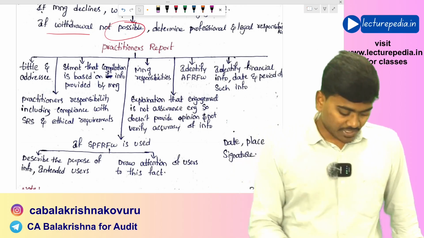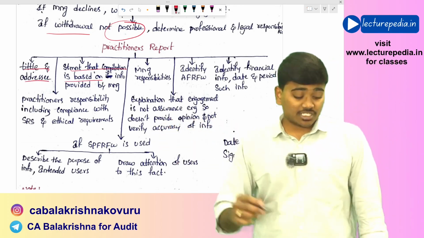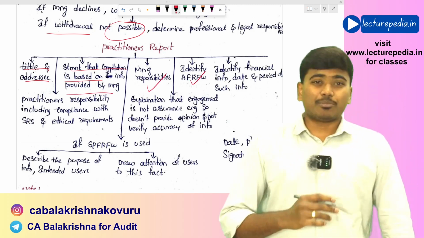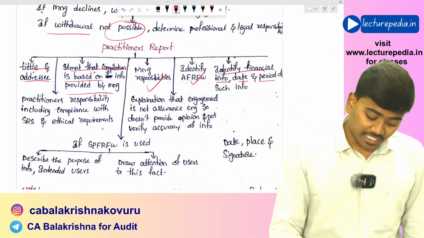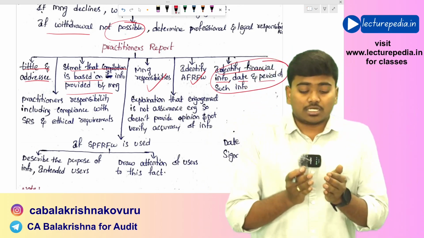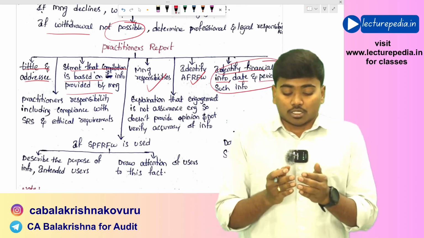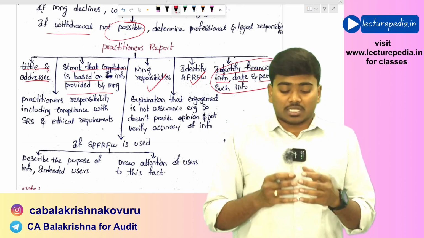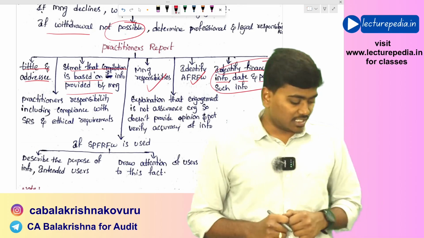Title and addressee, statement that compilation is based on information provided by the management, responsibilities, identify the applicable financial reporting framework, identify the financial information date and period of such information. Now you have compiled the financial information. To which period is this financial information related, or up to which date has this financial information been compiled? The date or period of that financial information has to be clearly mentioned in the report.